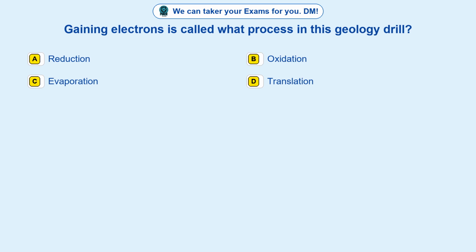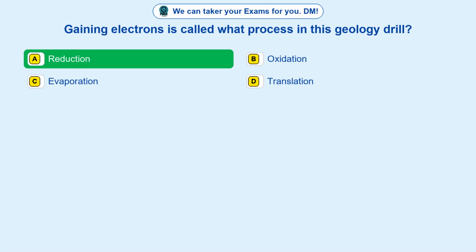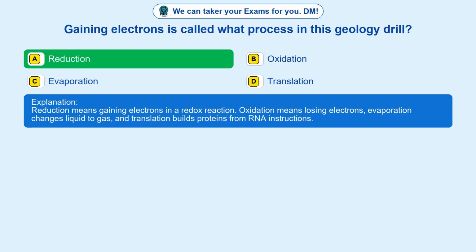Question 44. Gaining electrons is called what process in this geology drill? Option A, reduction. Option B, oxidation. Option C, evaporation. Option D, translation. The correct answer is option A, reduction. Reduction means gaining electrons in a redox reaction. Oxidation means losing electrons, evaporation changes liquid to gas, and translation builds proteins from RNA instructions.